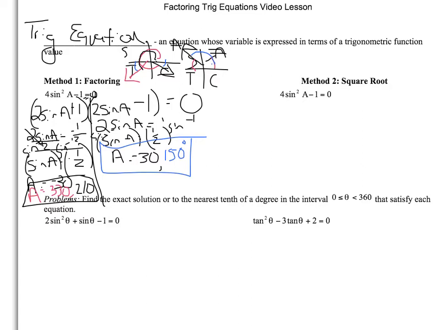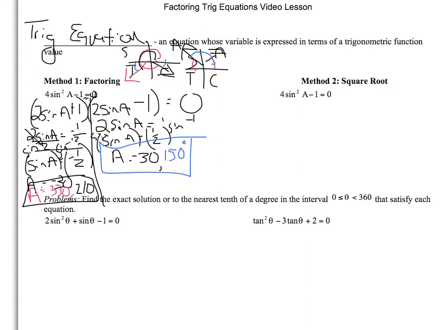The other way we could do this particular problem is the square root method. You can only use the square root method if you don't have a middle term. Look at these two problems below. This has a middle term of sine theta. This has a middle term of 3 tan theta. Since these have middle terms, you can't use the square root method. But this one does not, so let's use the square root method.